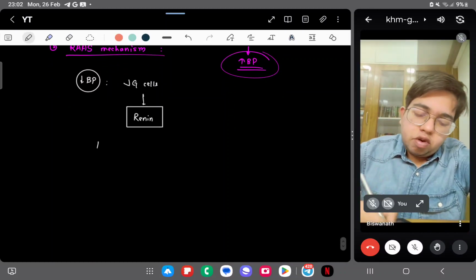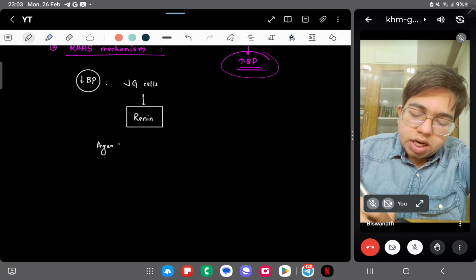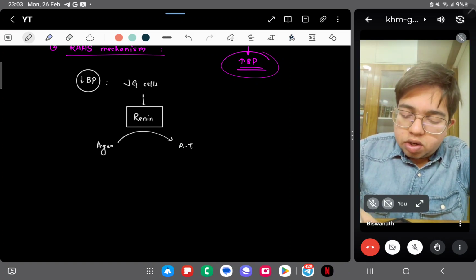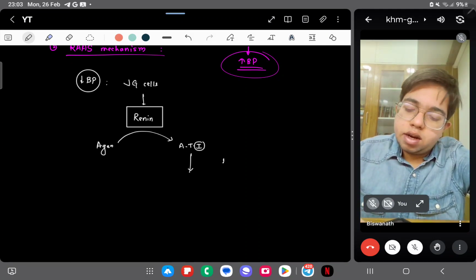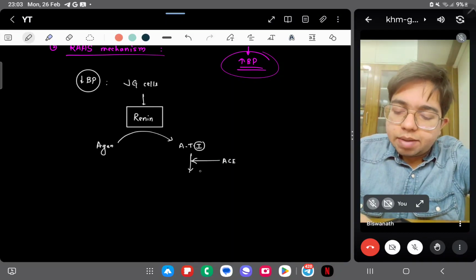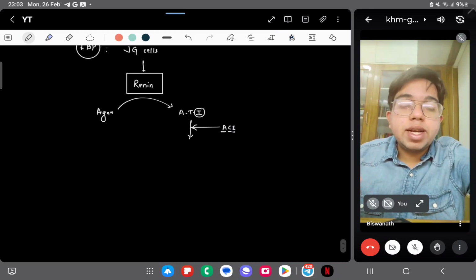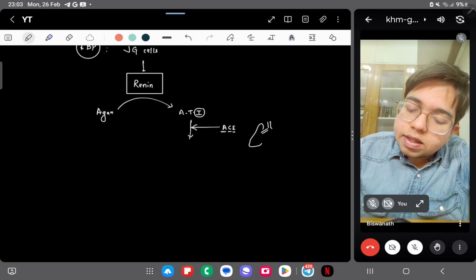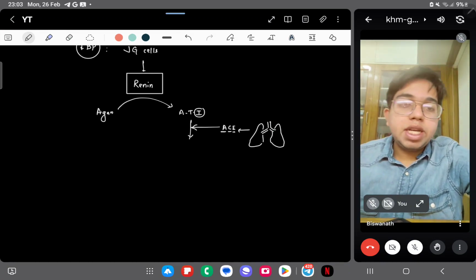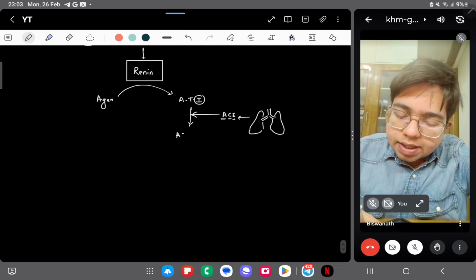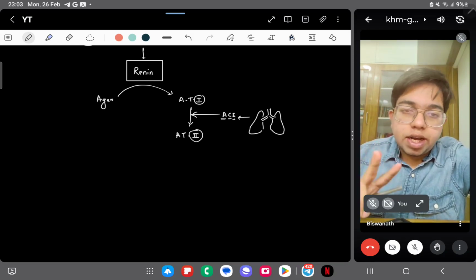This renin, what will it do? It will convert your angiotensinogen to angiotensin 1. This angiotensin 1, if it is acted on by the ACE enzyme, what is ACE? Angiotensin converting enzyme. From where is it released? It is released from your lungs. Remember this. If it is acted on by the ACE enzyme, the angiotensin 1 gets converted into angiotensin 2. This angiotensin 2 has two effects, on the kidney and on blood vessels.